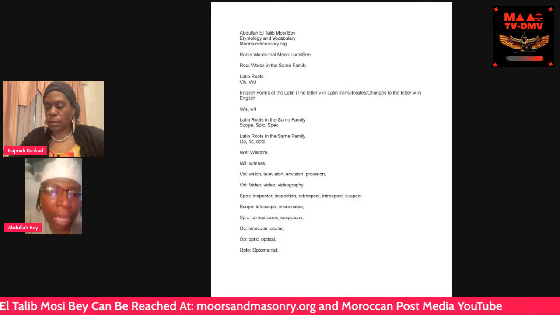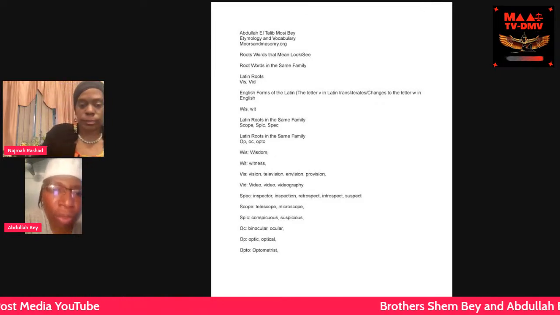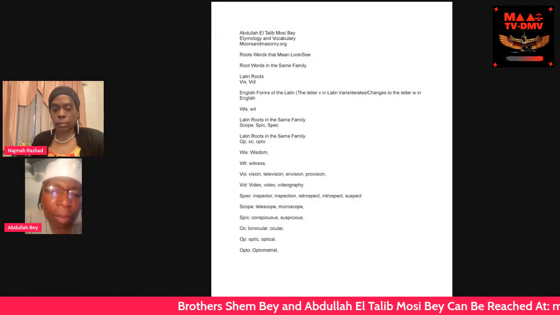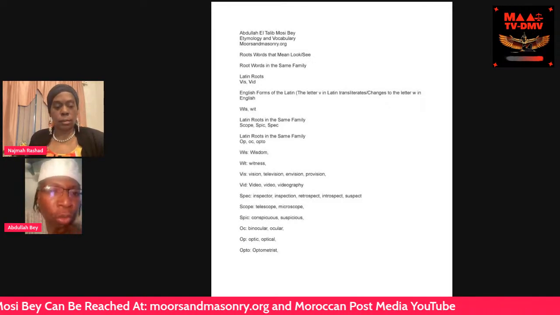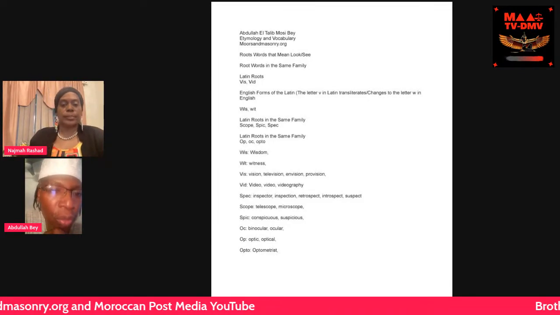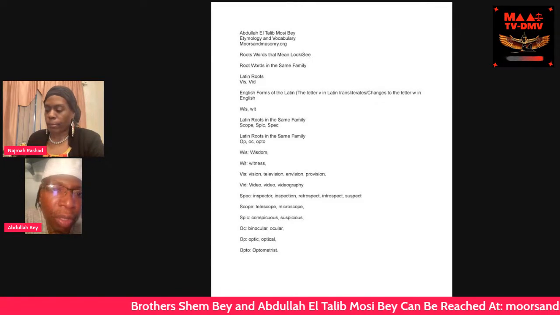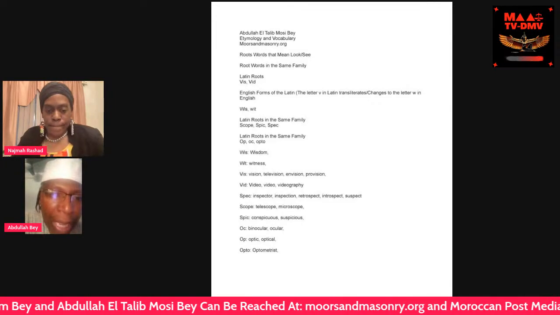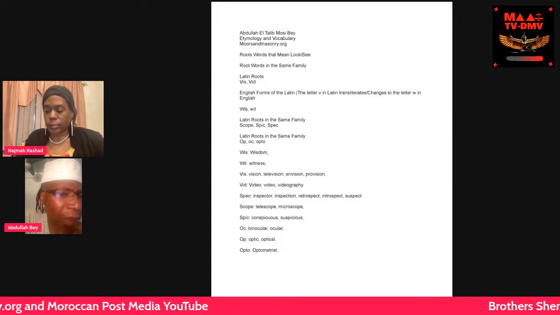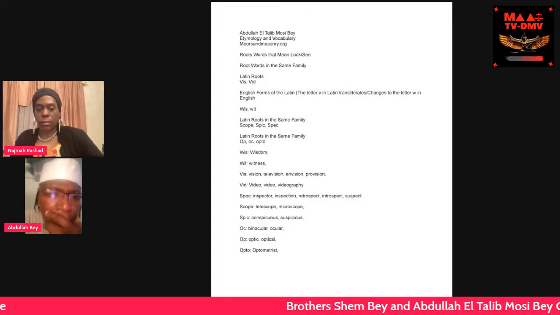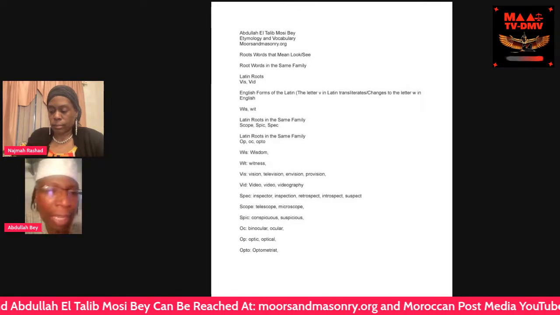We have scope: telescope, microscope. Spec: conspicuous, suspicious. Oc: binocular, ocular. We had a few of these root words two weeks ago: binocular, telescope, microscope. Then optic, something that's visible, clear. Optical. Optometrist, what they call an eye doctor. An eye doctor is known as an optometrist.